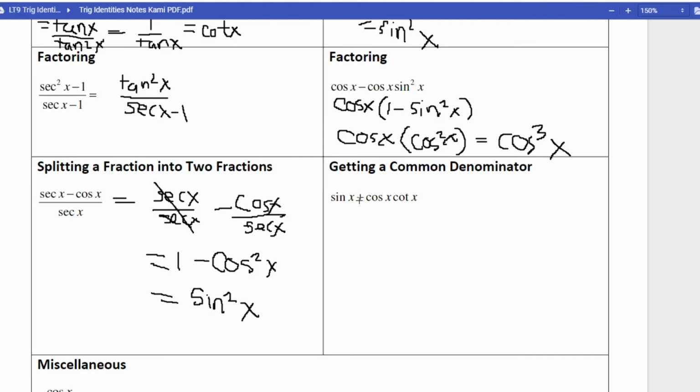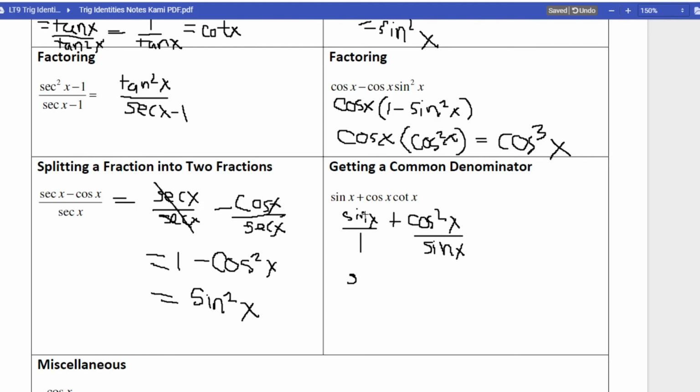Now over here we have sine of x plus cosine of x times cotangent of x. So cotangent of x is just cosine over sine. So what we have is sine of x plus cosine squared of x over sine of x. Now, if we get a common denominator here, we can, for instance, take this sine of x on the left and create a denominator for it and multiply the numerator and the denominator by sine of x, and then these two will be fractions that have common denominators, rational expressions that have common denominators.